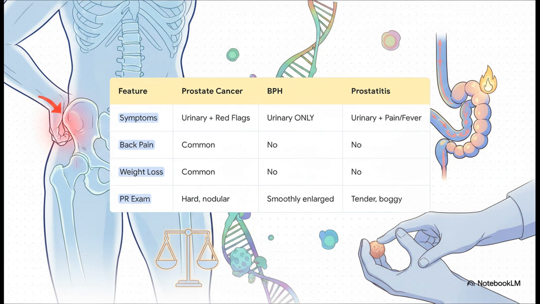Then you have prostatitis, that's urinary symptoms plus things like pain and fever. You see, it is this very specific combination of urinary symptoms plus those constitutional red flags like weight loss and bone pain that points straight to metastatic prostate cancer.